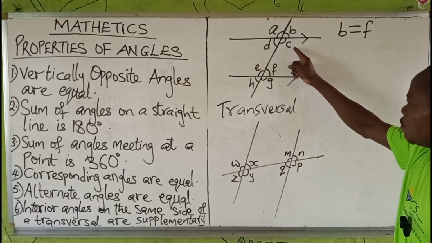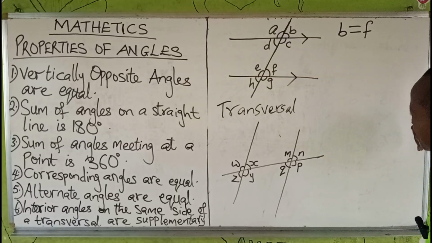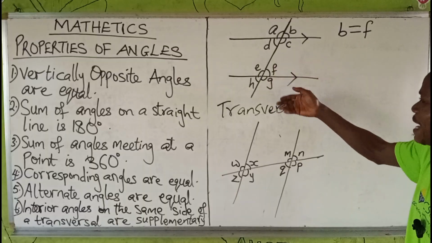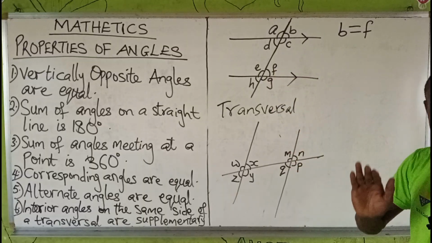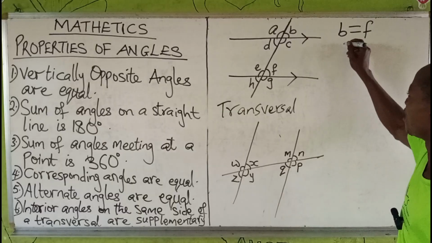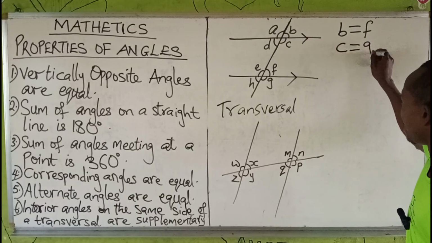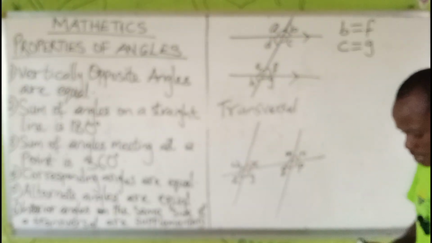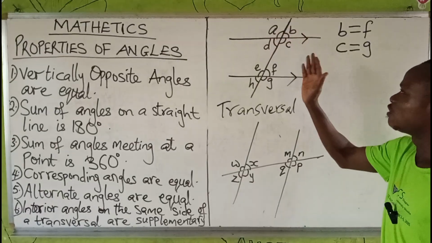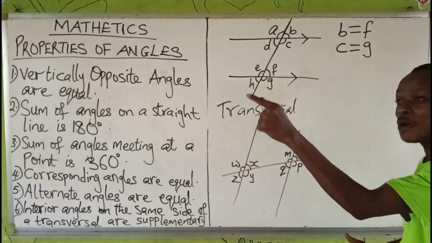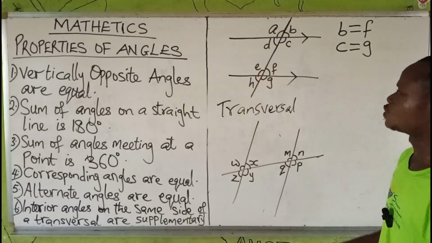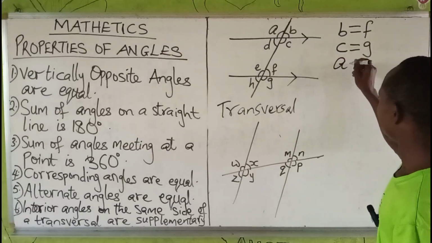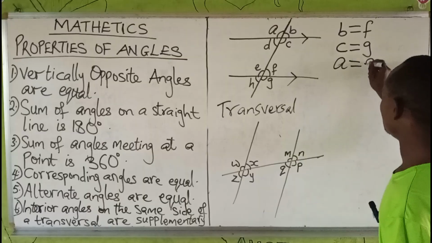Now, let's look at angle C. Angle C is occupying the bottom right side of this parallel line. Angle G here is equally occupying the bottom right side. Exactly the same positions. So we say angle C is corresponding to angle G. Therefore, they are equal. Let's come here. Angle A is occupying the top left side. And angle E is also occupying the top left side. So that means angle A is corresponding to angle E.